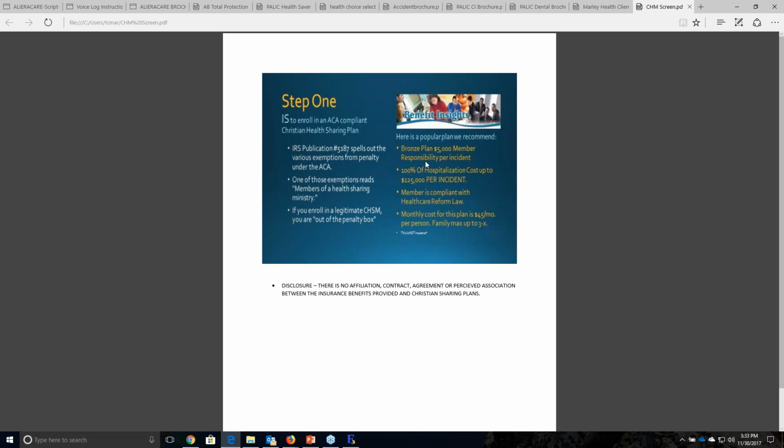It does. This benefit, the Christian Health Share Ministry, is for hospitalization only. Hospitalization and surgical. And surgical.